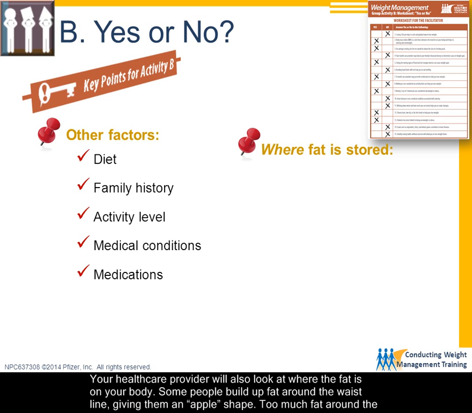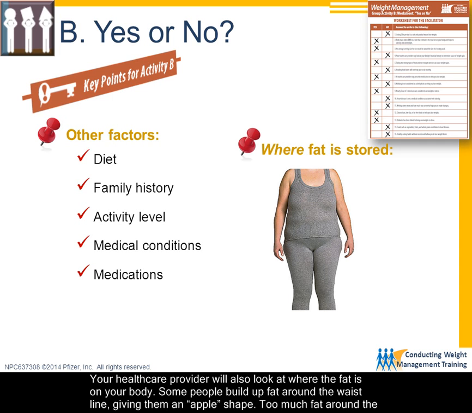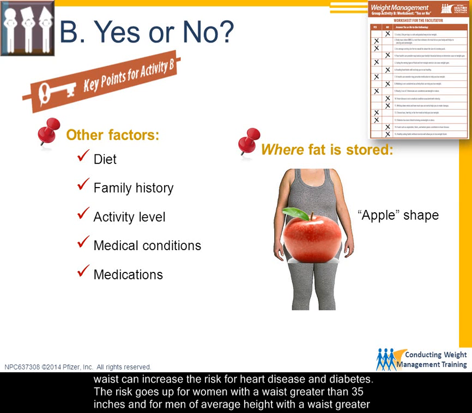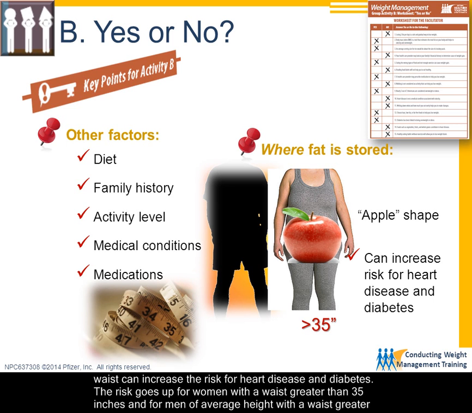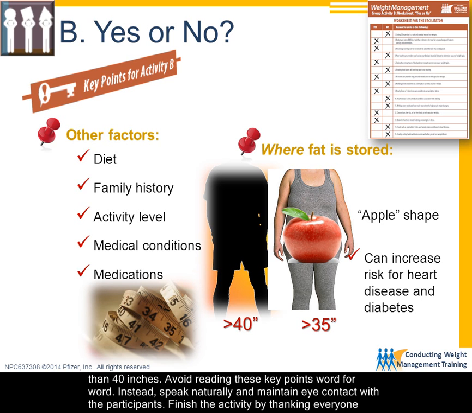Some people build up fat around the waistline, giving them an apple shape. Too much fat around the waist can increase the risk for heart disease and diabetes. The risk goes up for women with a waist greater than 35 inches and for men of average height with a waist greater than 40 inches.